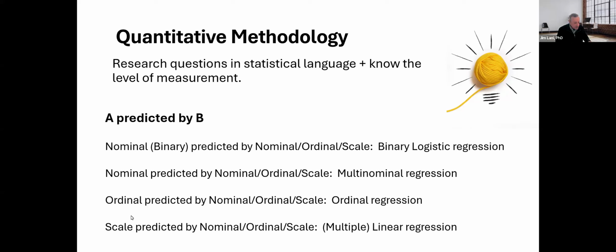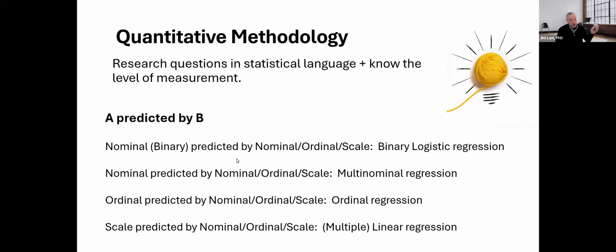If I'm predicting an ordinal level variable, low, moderate, high satisfaction with the program, by any variable, I'm in ordinal regression. And if I'm predicting a scale level variable, satisfaction from 1 to 7 or 1 to 100, some number, by any number of variables, I'm doing a linear or multiple linear regression. By the way, linear regression just means I have one predictor. Multiple linear regression, I have 2 or more predictors.